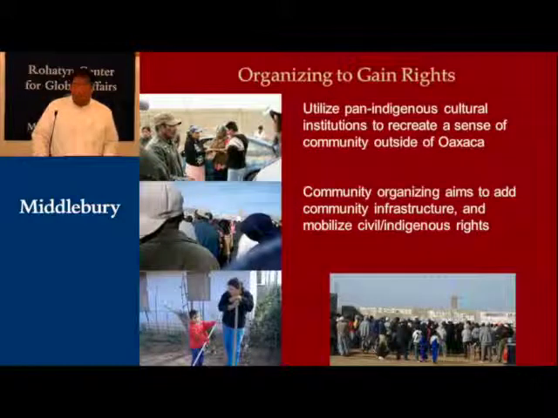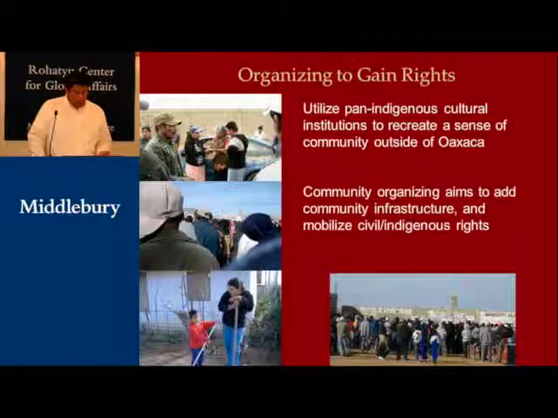So this has led to organizing for rights. Indigenous communities are made together of pan-indigenous culture. In these colonias, these communities, indigenous people utilize pan-indigenous cultural institutions to recreate a sense of community outside of Oaxaca.